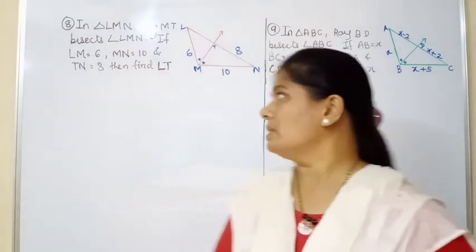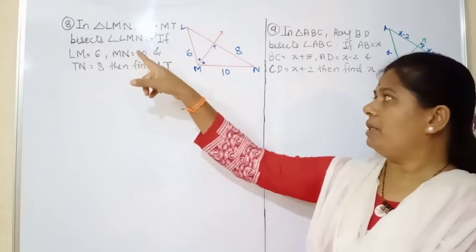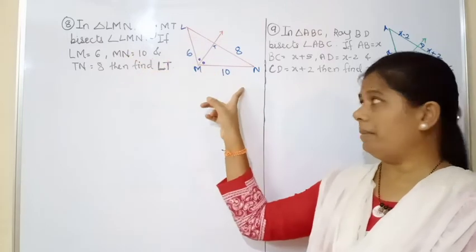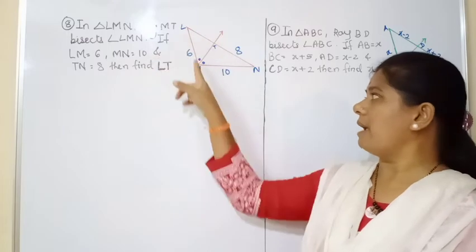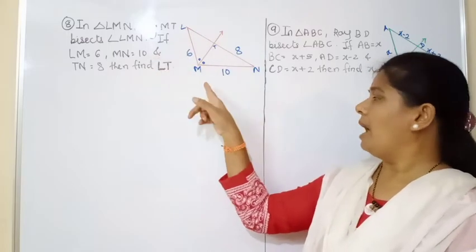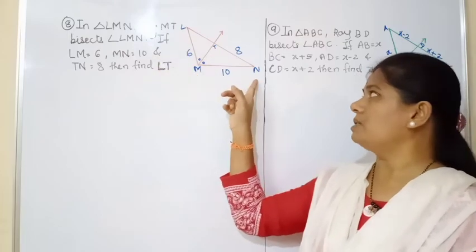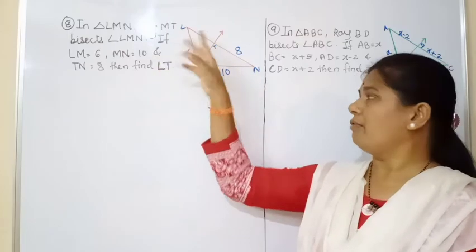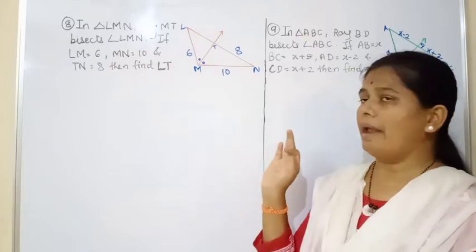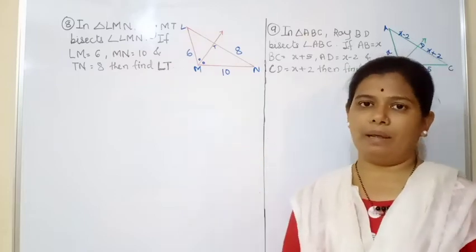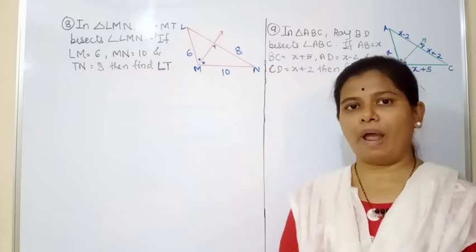Okay. So as you can see, the diagram is given. They have mentioned that in triangle LMN, MT is the bisector, or MT bisects angle LMN. And they have given us the measurements: LN is 6, MN is 10, NT is 8, and we have to find LT. So as you can see here, ray MT bisects angle LMN. Angle bisector means we have to use the property of angle bisector.